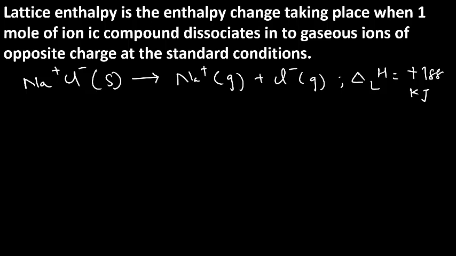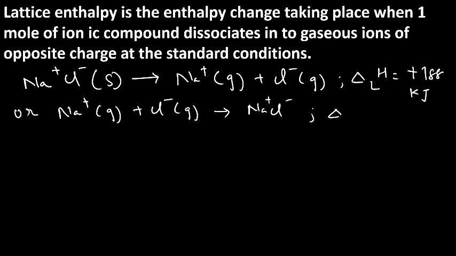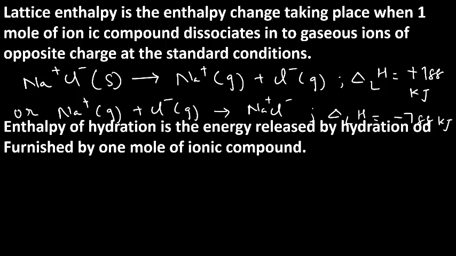Or otherwise, we can write this reaction in another manner. Na+ gas plus Cl- gas gives NaCl, delta LH equal to minus 788 kilojoule. Therefore, lattice enthalpy is the amount of energy released during the formation of 1 mole of a solid ionic substance from its gaseous constituent ions. Now, once these ions are separated, then what happens?